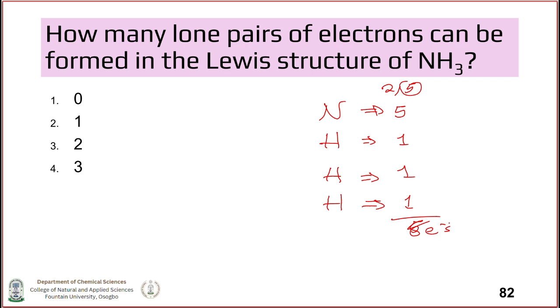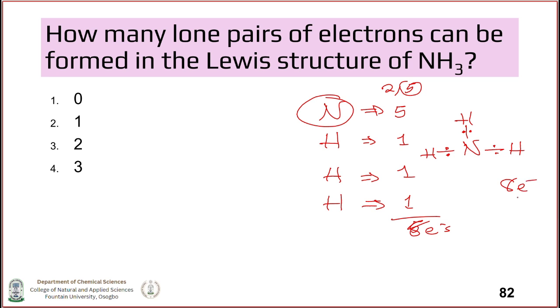But the question is asking for lone pairs of electrons. Remember, we have to do the first step. Nitrogen will be at the center. So we have nitrogen, hydrogen, and hydrogen. Out of these 8 electrons, how many are used to make bonds already? 1, 2, 3, 4, 5, 6. 6 are used to make bonds.